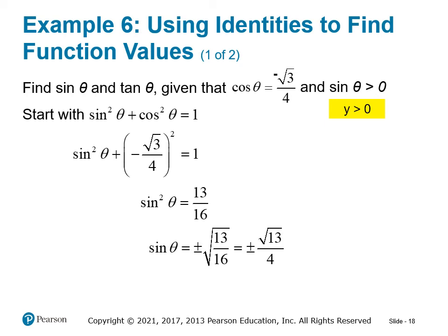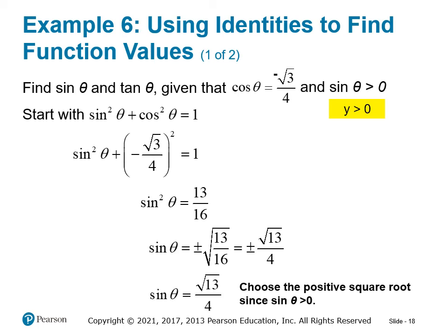If we take the square root of both sides, we get plus or minus the square root of 13 over 16, which gives us the square root of 13 over the square root of 16, which gives us the square root of 13 over 4. Now, whenever we're finding a square root of a square, we have to consider the positive and negative values, but we were already indicated that the sign has to be positive, so we're just going to select the positive square root. So we've already figured out our first value, which is sine theta equals the square root of 13 over 4.